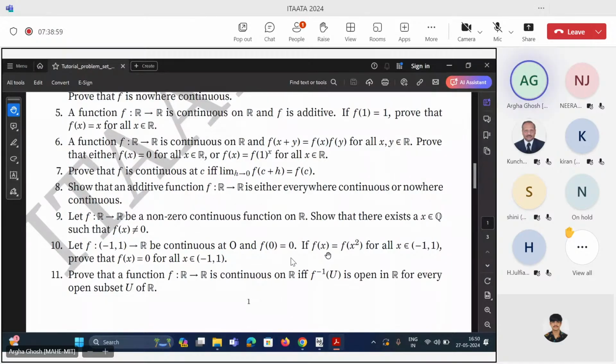Hence, use the sequential criterion. So try to prove by contradiction. Assume that f of x is 0 for all rational numbers, and try to get a contradiction.